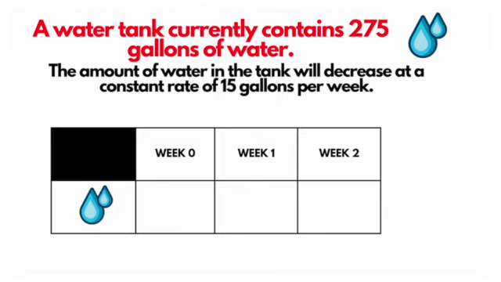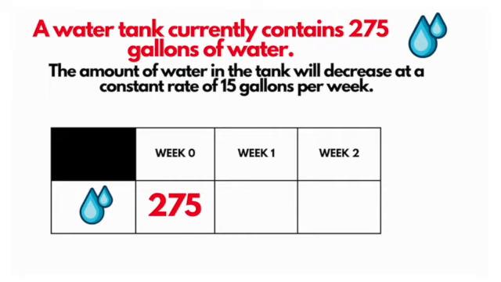So if we have a water tank, it's not empty, so it's starting with 275 gallons of water. So with that in mind, at week 0, there's 275 gallons of water in there. It's not 0, 0, so it's not a proportional line. So we're not going to be starting at 0, 0.